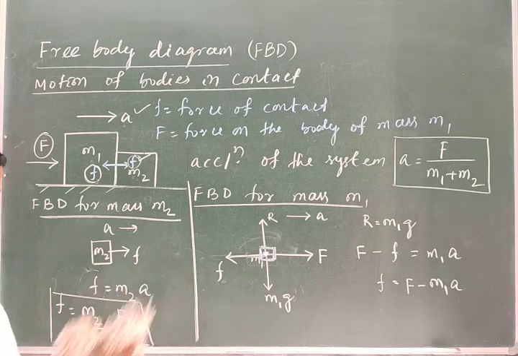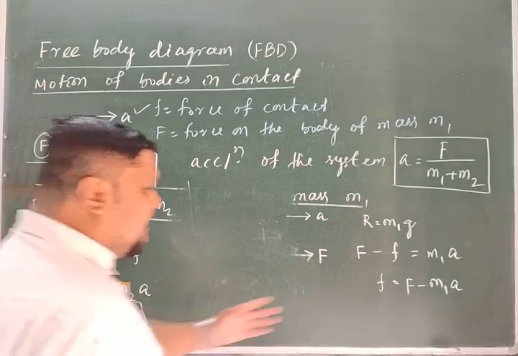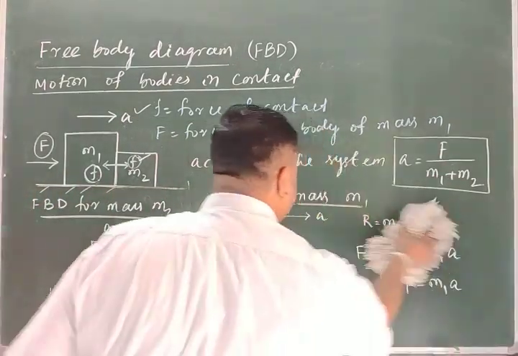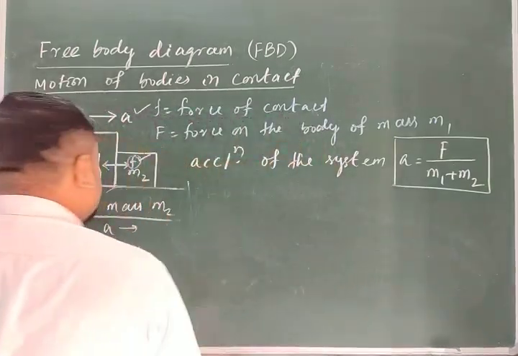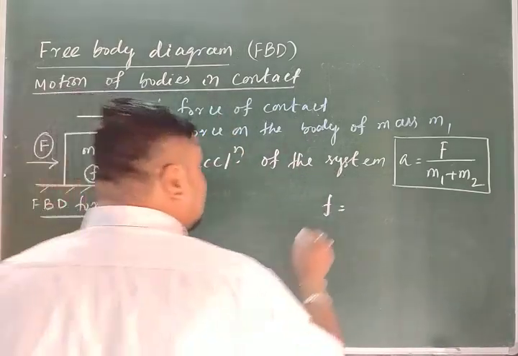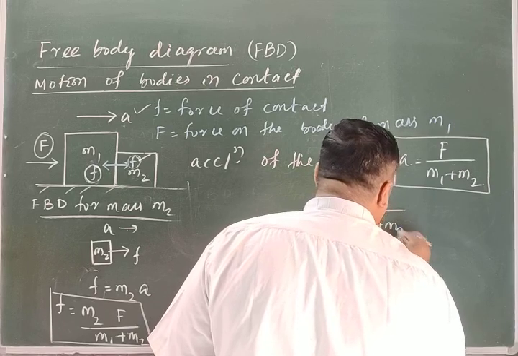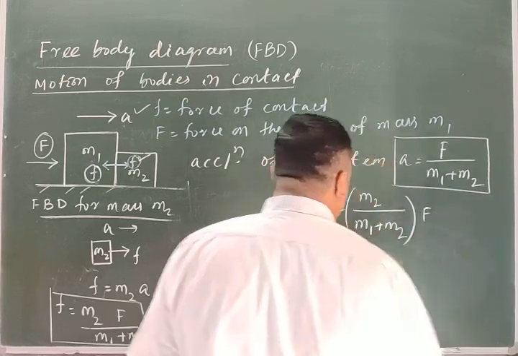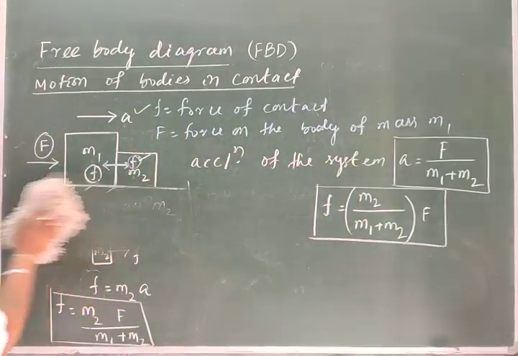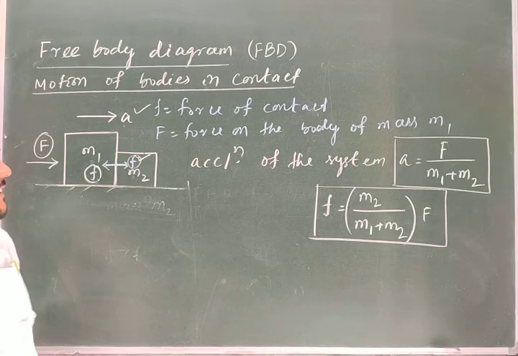Clear? So with this, now we got the expression. You also put the acceleration in this expression, then you will get the same expression for F, and you take this as homework. So my force of contact F is equal to m2 divided by m1 plus m2 into the applied external force F. Clear? This is the case where we can solve the numericals on free body diagram.